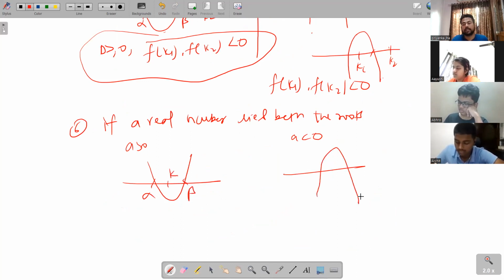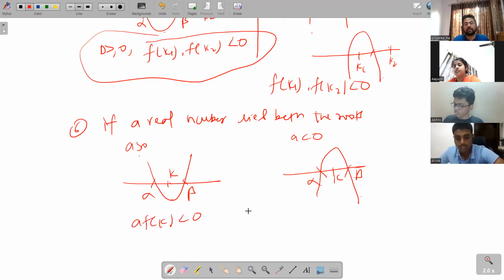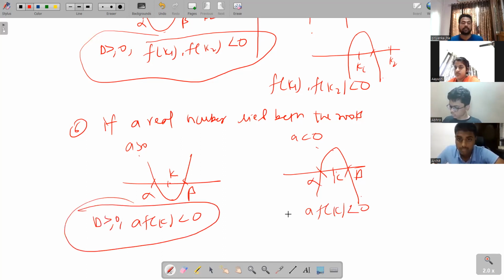In this case, it will be like this. This is alpha, this is beta, and K will lie between. So in this case, you can see that f(k) is negative and A is positive. So A into f(k) is negative. Here A is negative, f(k) is positive. So again, of opposite sign. So A into f(k) is negative. So the discriminant is greater than or equal to 0. This is the required condition for both the cases.